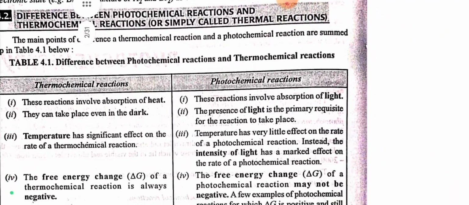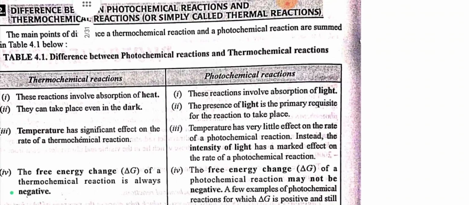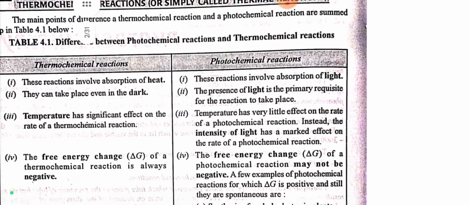Photochemical reactions. First, these reactions involve absorption of light. The presence of light is the primary requisite for the reaction to take place. Temperature has very little effect on the rate of photochemical reaction. Instead, the intensity of light has a marked effect on the rate of photochemical reaction. The free energy change delta G of a photochemical reaction may not be negative.